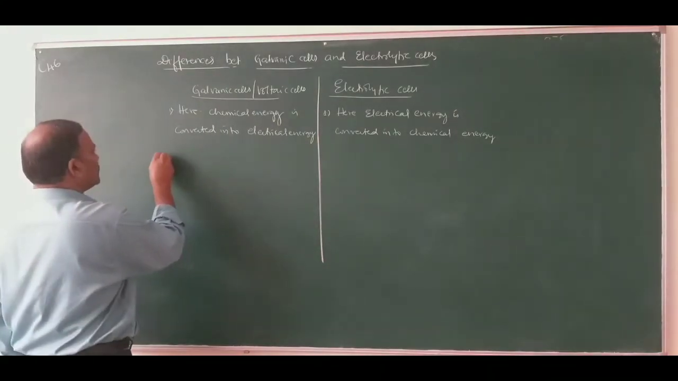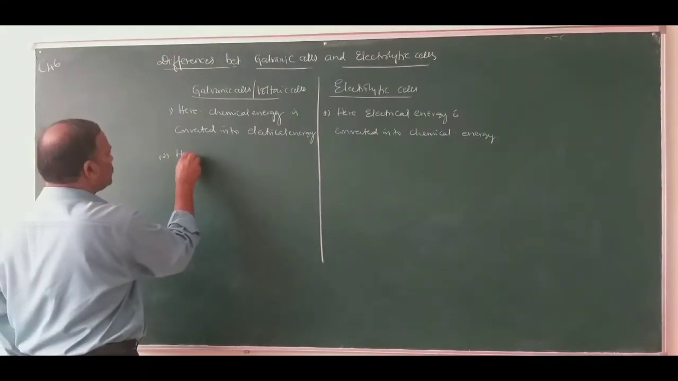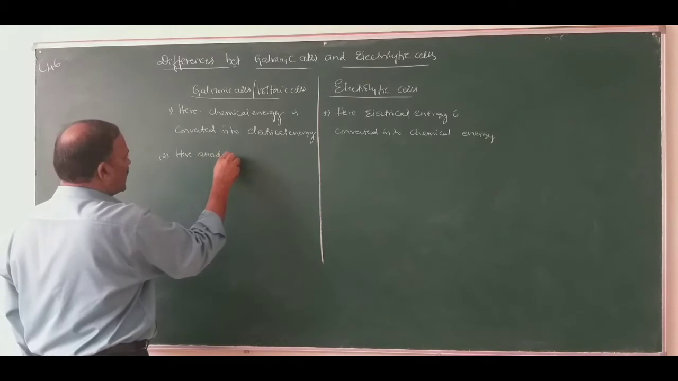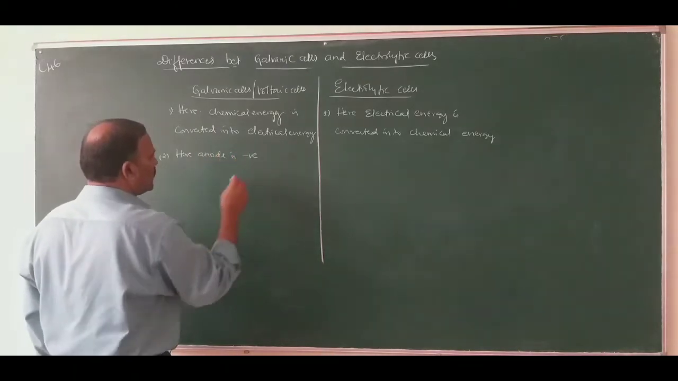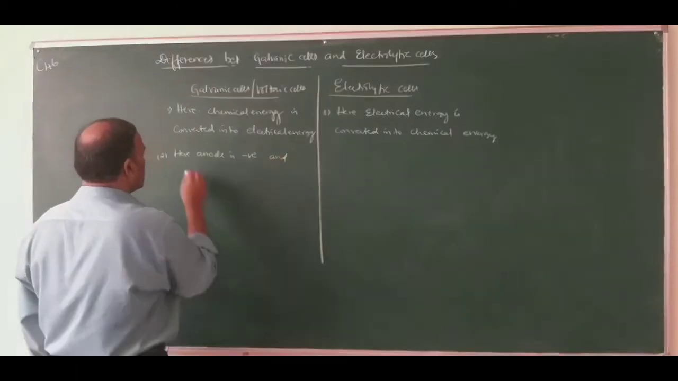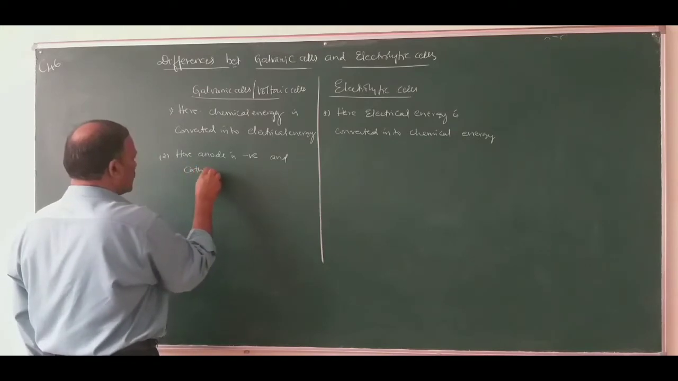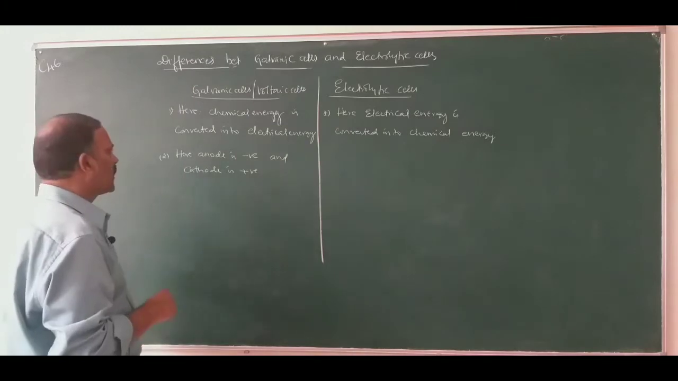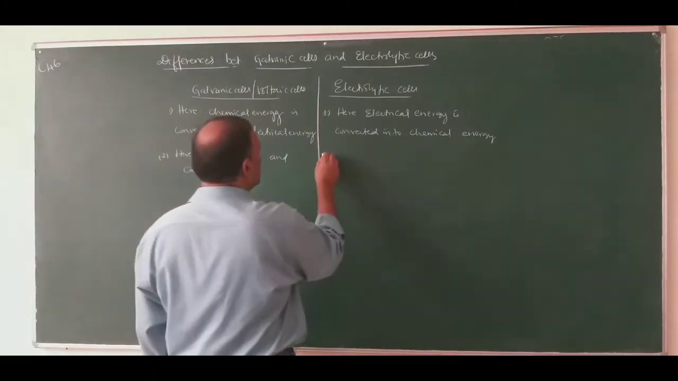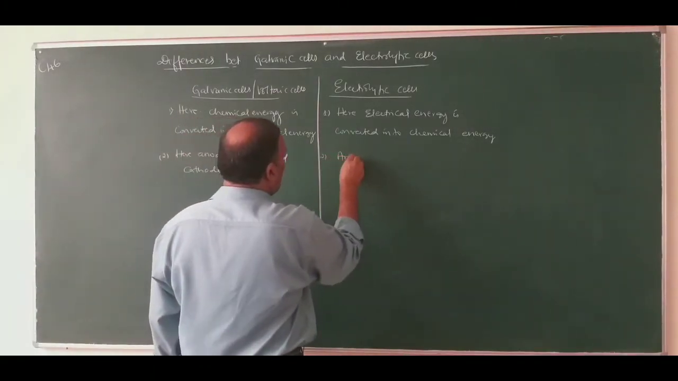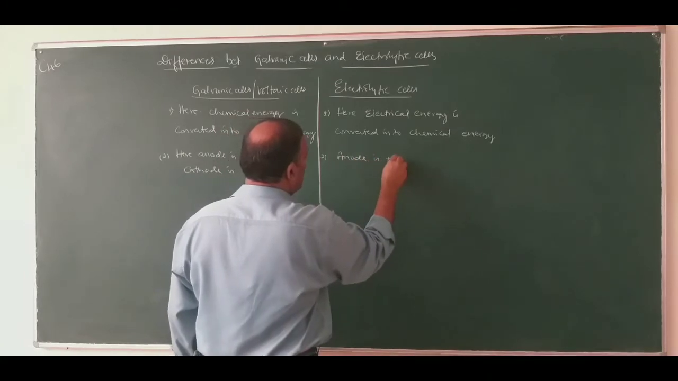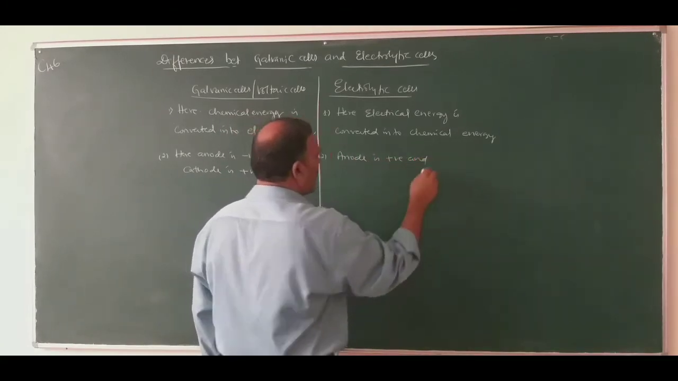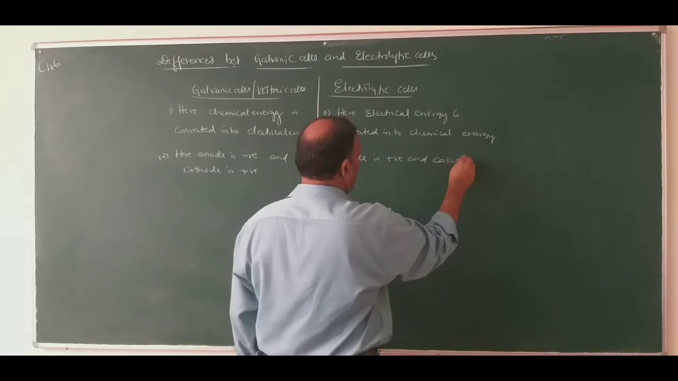Second difference. Here anode is negative and cathode is positive. Anode is negative and cathode is positive. In the electrolytic cell, anode is positive and cathode is negative.